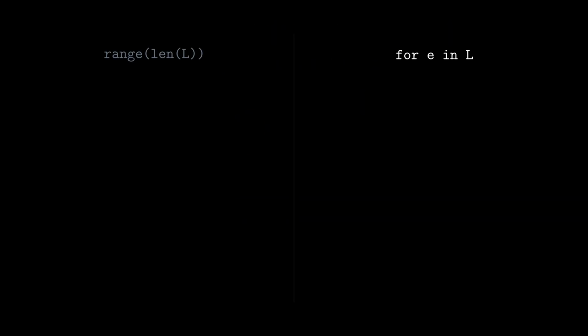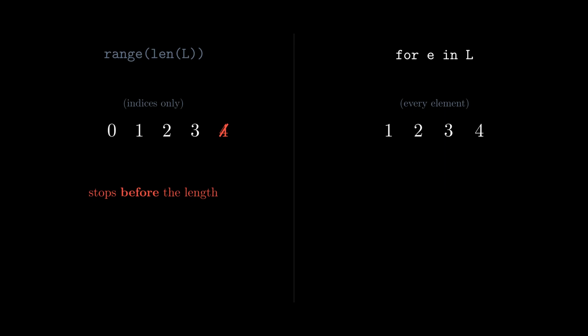Another student pointed out that a loop usually stops before the last element. That's true when you loop with range, which counts up to but not including the length. But here we are not using range. We are iterating directly over the elements of the sequence. And that visits every single one of them, including the last. 4 elements means 4 passes, first to last.